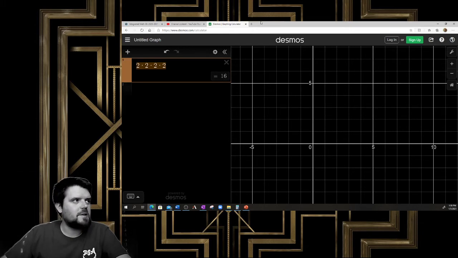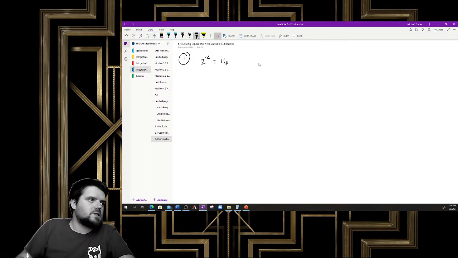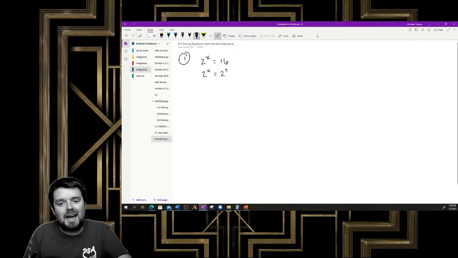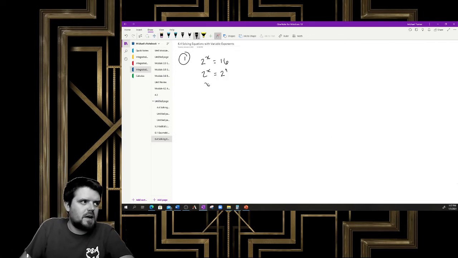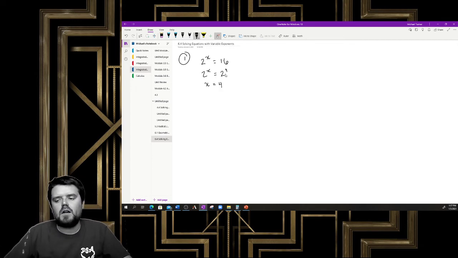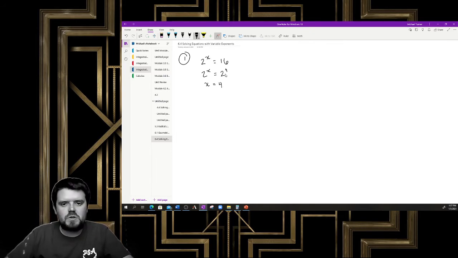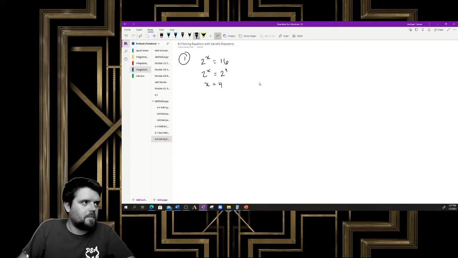I did 2 times itself 4 times, therefore I can rewrite the right side of this equation as being 2 to the 4th power. Once I do that, I can set the exponents equal to each other, which means my answer here is x equals 4. If we were in person, we could make this a little more complex, throw in a 1 or 2 step equation up top instead of just having x, but we're trying to keep it simple here, so these are the types of problems you're going to see on 6.4.